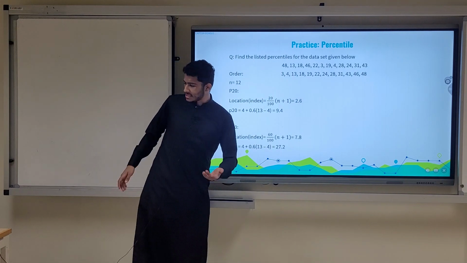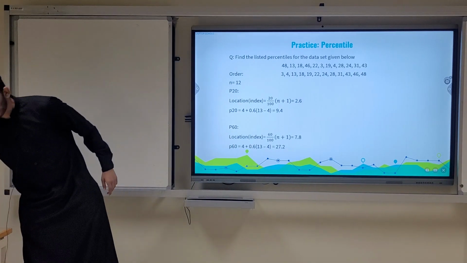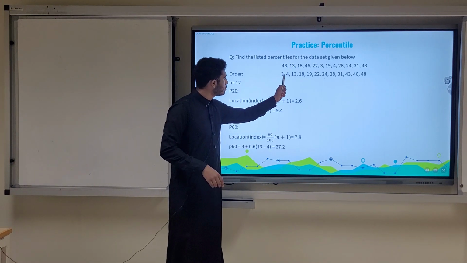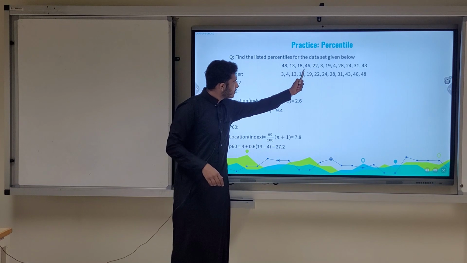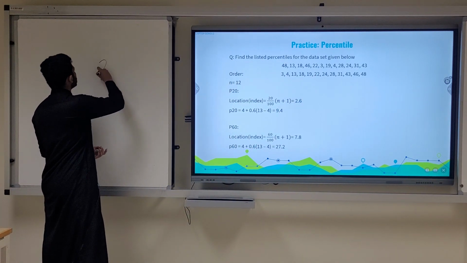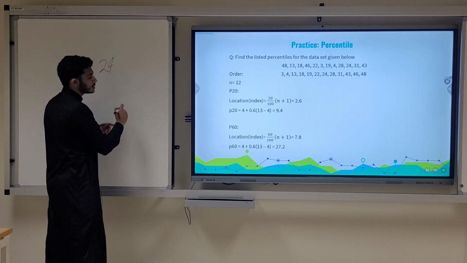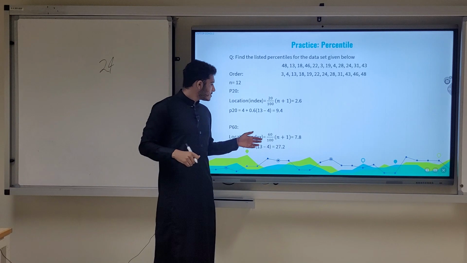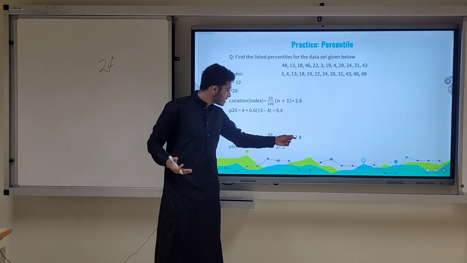Now 7.8, we know the 7th index has something to do with it. If I write it on the board, where is the 7th index? That's 1, 2, 3, 4, 5, 6, 7. So we write the 7th index, which is 24. Now, it's not the 7th index alone, it has a 0.8 here.